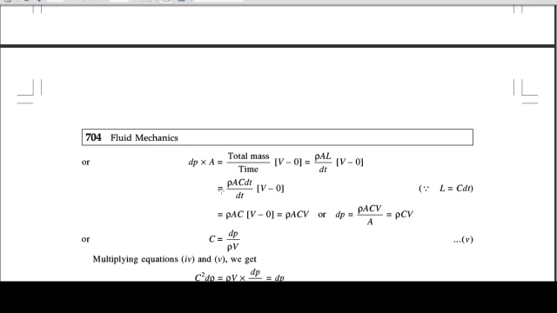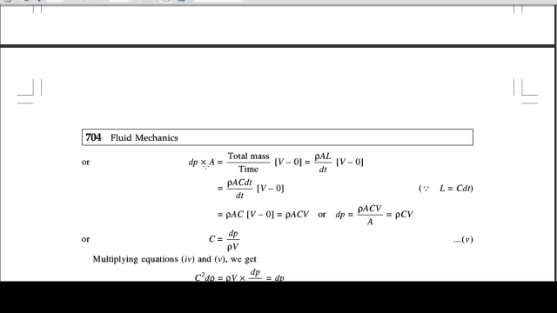Then, as we know that L is equal to C dt, put this value into the equation. We will get rho into A, instead of L we put C dt, upon dt into (V minus 0). So dt cancels out, the remaining terms are rho A C into (V minus 0). So we write it as rho A C into V. Okay, so dp into A is equal to rho A C into V.